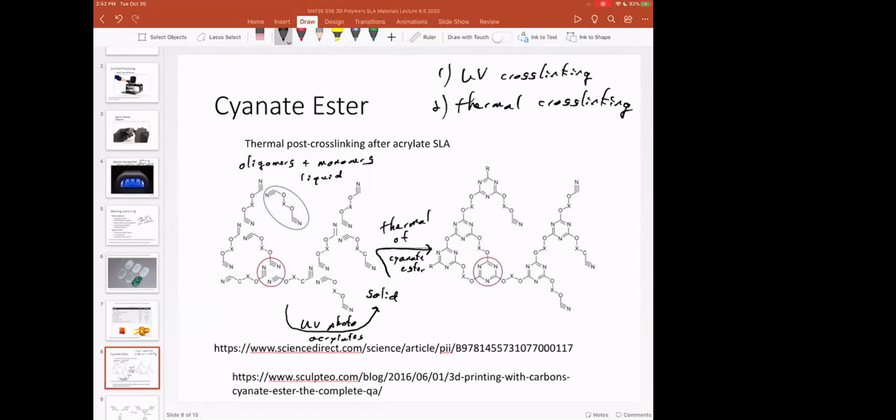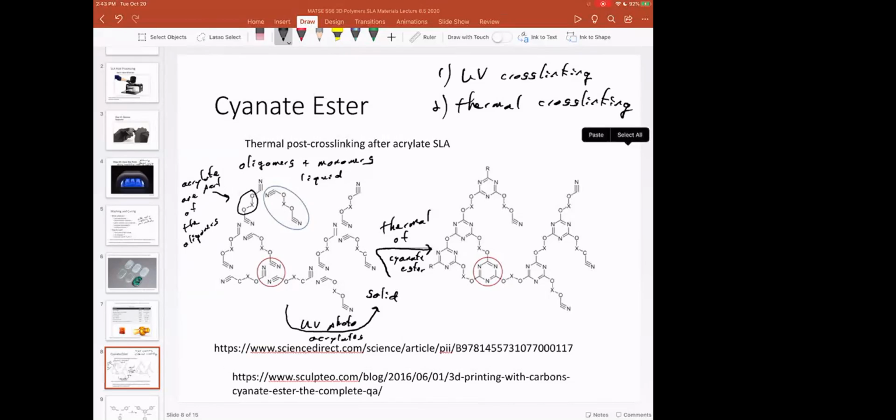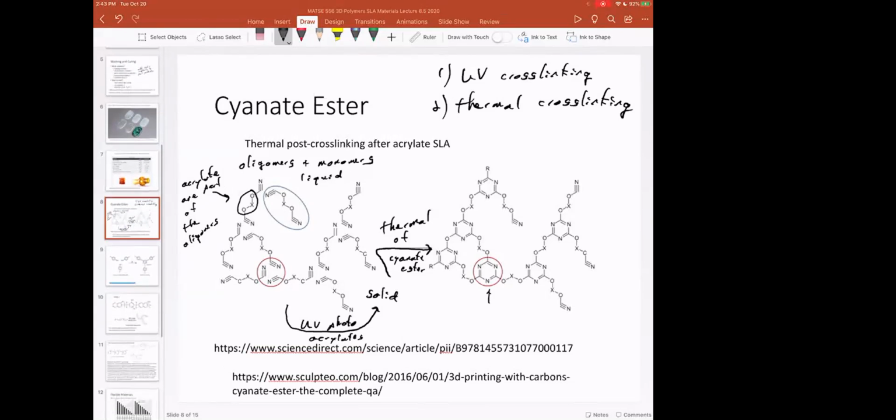This diagram is not perfect because in here, acrylate and methacrylates are part of the oligomers. So it's hard to show everything in this diagram, but this is the cyanate ester chemistry, and this is a really strong cross-linking agent, and so this is what gives really good properties, and we'll show some specific molecular examples in a second.